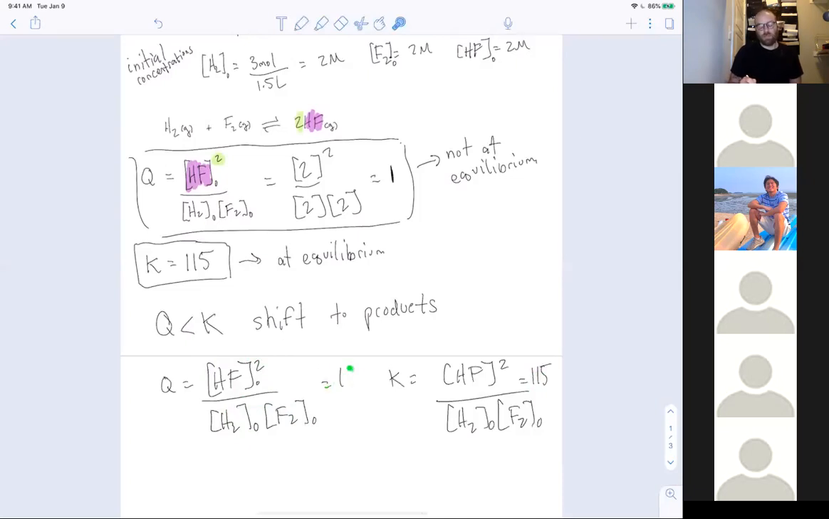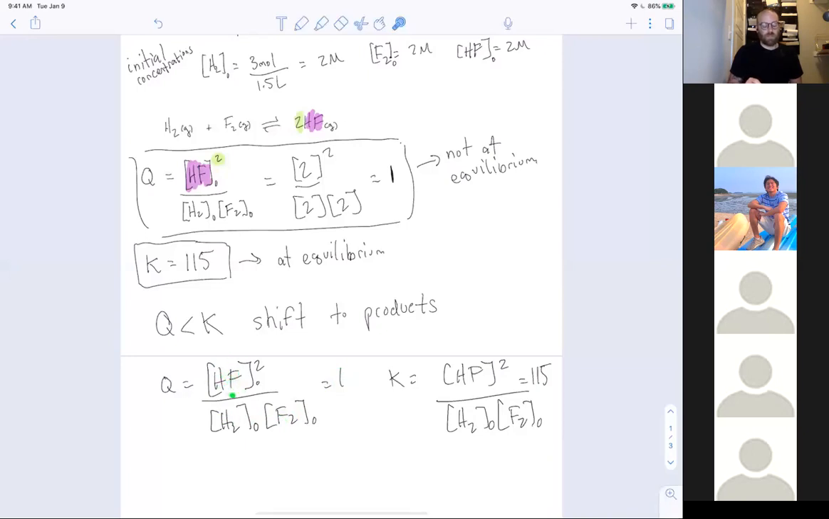When Q is less than K, so it's equal to 1, I know that this number needs to get larger. And it's going to get larger by changing the concentrations of these chemicals that are in the flask. So these things are all going to start changing, and they're going to change in such a way that this drifts towards 115. How can that happen? One way is to make the denominator, the concentrations of hydrogen gas and fluorine, smaller. And the other way is to make the numerator larger.